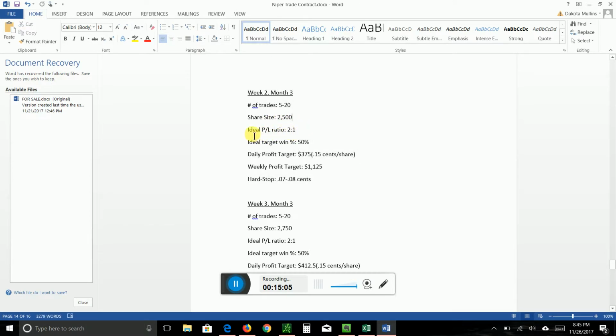Going for a 2-to-1 PL ratio again, a 50% win percentage again. This time my daily profit target will be set at $375 a day. And my weekly profit target will be set at a little over 1,000, at 1,125 for the week.